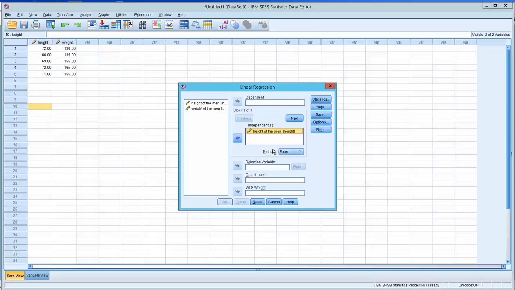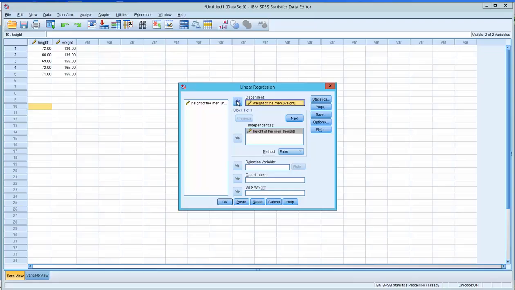That leaves us the weight, because the weight is what we are trying to predict. So we select the weight as the dependent variable and we move it under there. So we've got everything set up to do a linear regression.